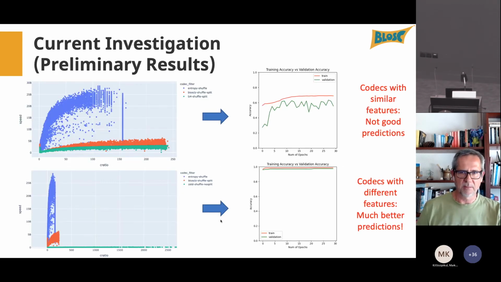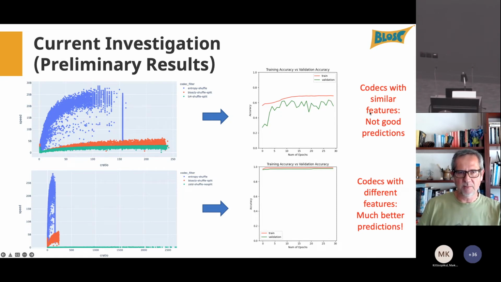Let me show you some examples of how it works right now. This is very preliminary, but we are already getting nice results, I would say. So in blue, we see the entropy detector, the entropy probe. We call it entropy probe. And then we have two codecs, Blosc LZ and LZ4, which have very similar properties. They are fast and they don't compress too much. And we can see that the accuracy after the training is not that high. It's just 60% of the time that it comes up with the right prediction.